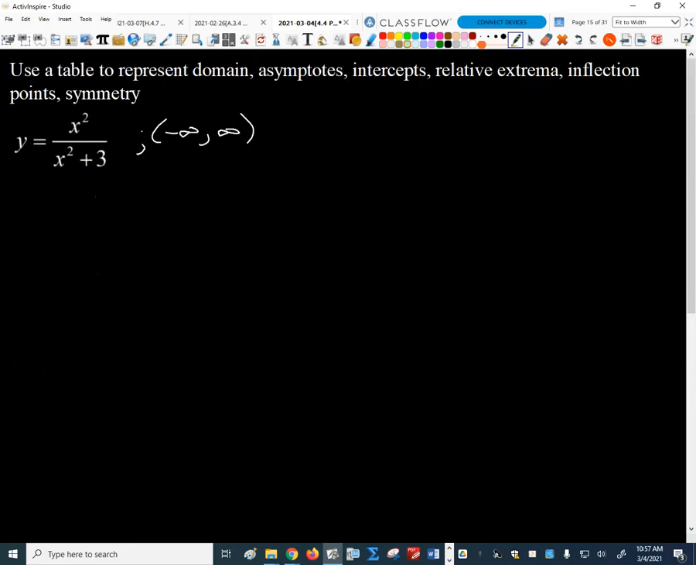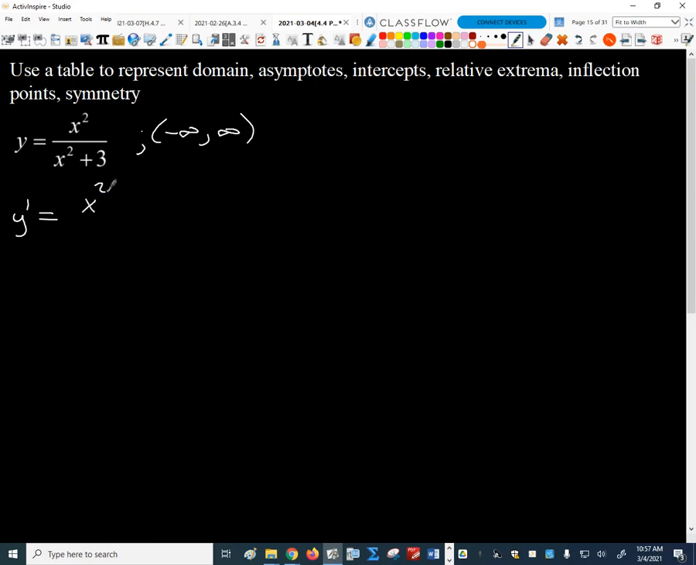The domain is all reals, so now we can just start doing some calculus maybe, right? Okay, so let's differentiate here. Y is equal to x squared over x squared plus 3, so let's calculate y prime. Y prime. Kyle, help me out with this. Let's differentiate this. What rule are we going to use to differentiate this? Quotient rule. Good. So what do we get?